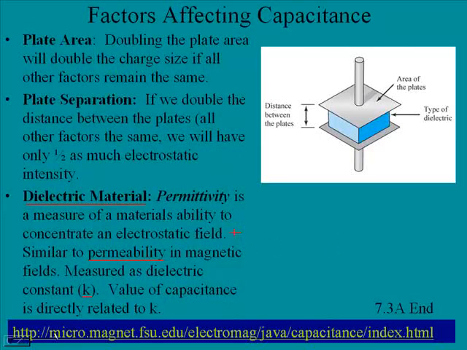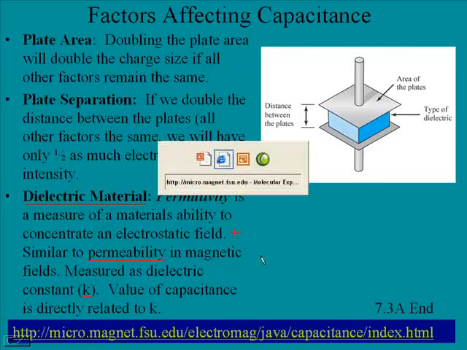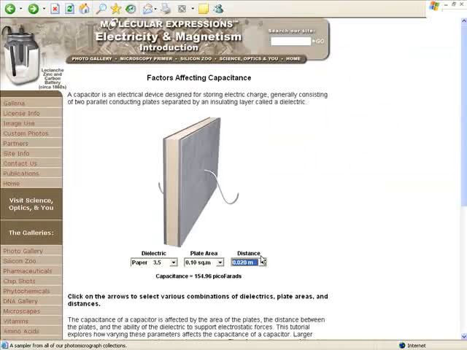Now, there is a simulation at this particular website. Please go there. I'm going to move over there at this time. And this is addressing factors affecting capacitance. So what we have here is a simulation of a large capacitor. What we're going to be able to do here is to change the dielectric material, change the plate area, and change the distance between the plates. And as we do that, we're going to see how the capacitance of this device is impacted.